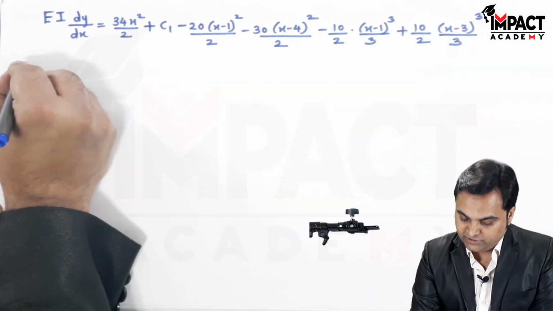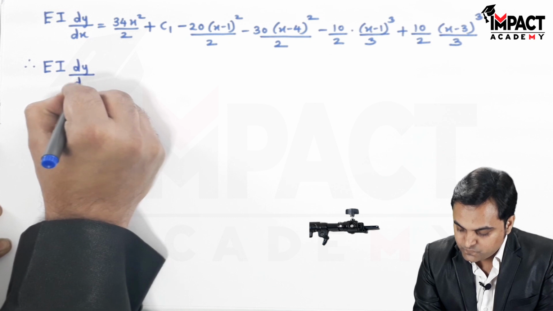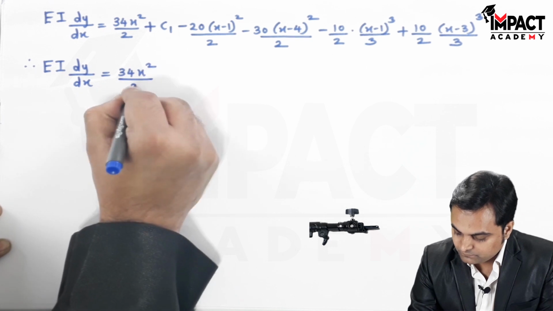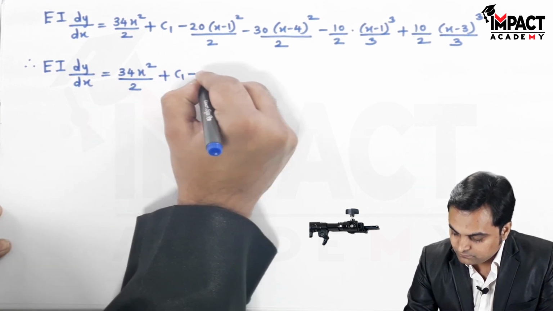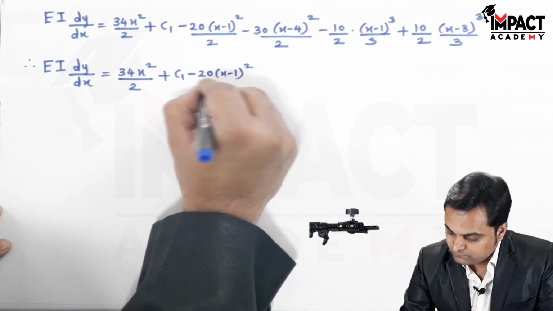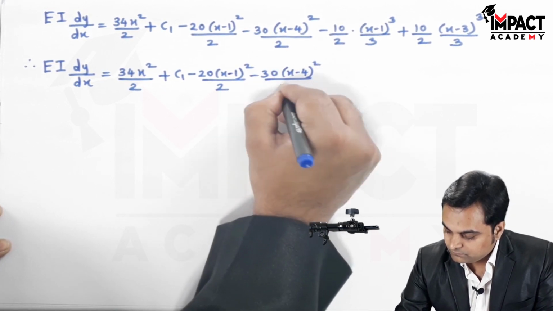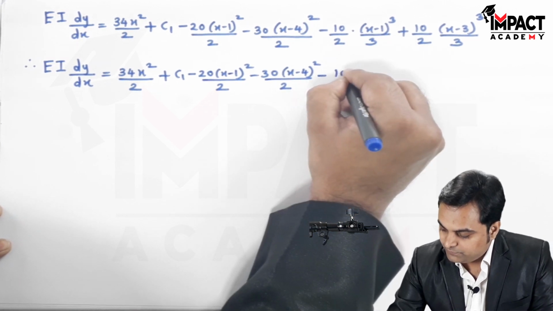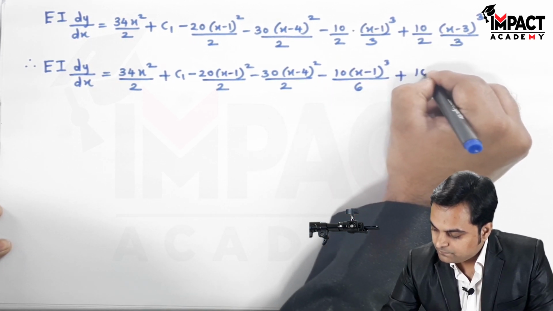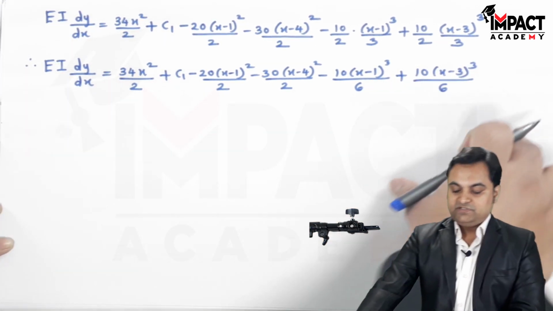So on simplification, this would give me, 2 into 3 would be 6. So this is the slope equation.